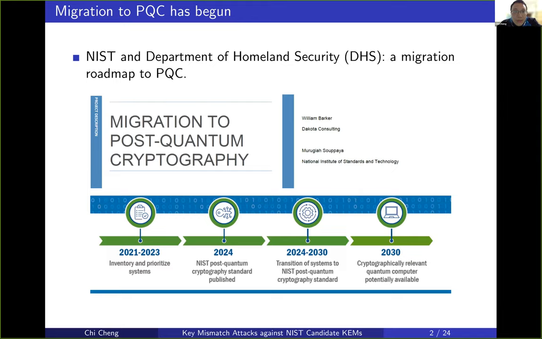We all know NIST and the US Department of Homeland Security have given us a migration roadmap to PQC. I think they will give the standard in the year 2024, and they say there will be a transition of systems to NIST post-quantum cryptography by the year 2030. So I think they think that quantum computers will come by 2030. Let's go to the next slide.